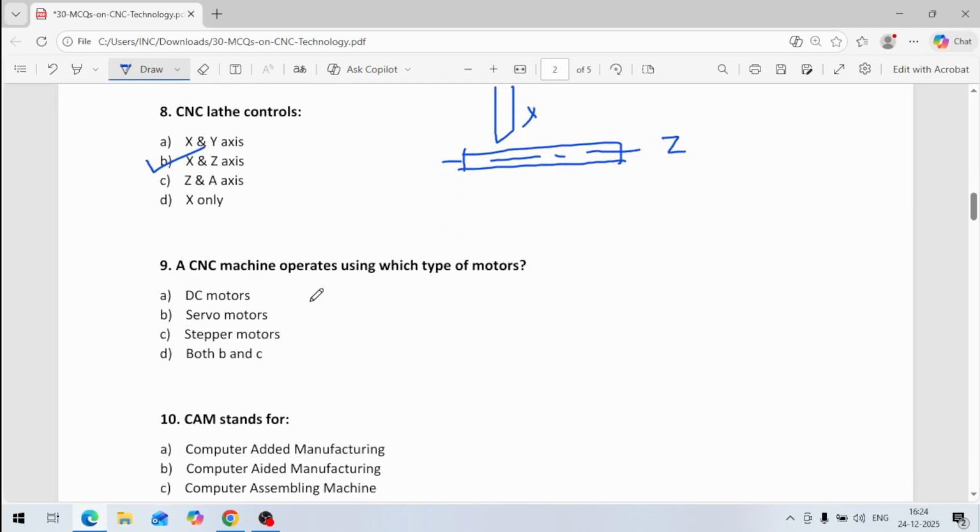The next question is: a CNC machine operates using which type of motor? DC motor, servo motor, stepper motor, or both B and C. So here the answer is both B and C. That means the stepper motor is also used in CNC machines, and the servo motor also. The servo motor has feedback, while the stepper motor doesn't have a feedback system. This is the only difference, but both types of motors are used.